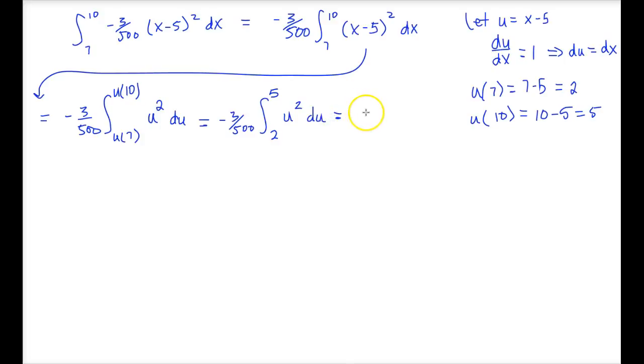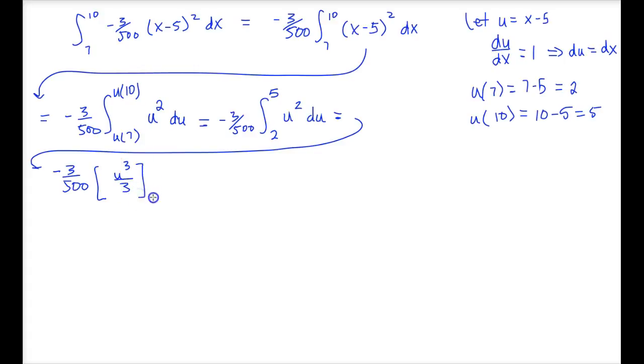So now at this point, we'll just copy down our constant again. And we know that the antiderivative of u raised to the 2, or u squared, is just u cubed divided by 3. And we're going to evaluate that from 2 to 5. And so from here, we will just plug in those values and see what we get. So we'll have 5 cubed divided by 3 minus 2 cubed divided by 3.